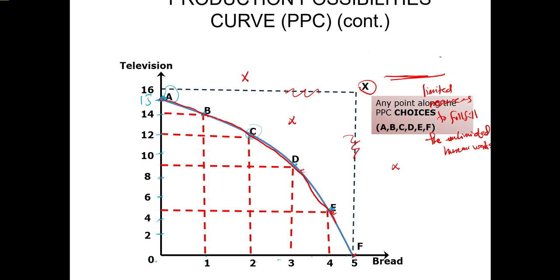So, any point along the PPC is a choice that we have. We have three concepts: first, scarcity; second, choice; third, opportunity cost. So with the resources that we have, this is the choice that we can have.